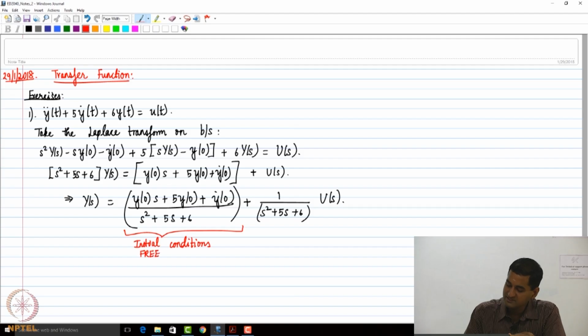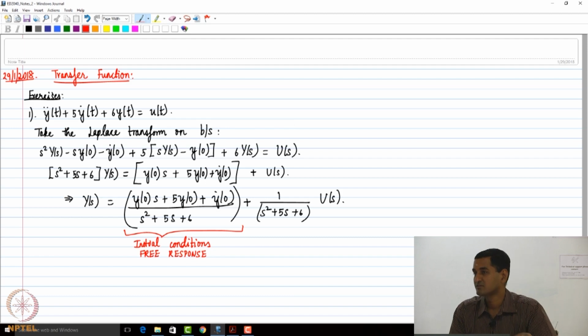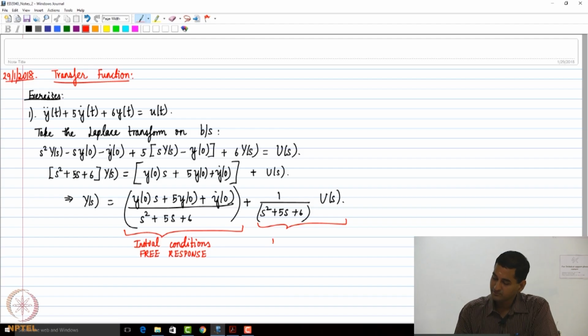and we will revisit these terms once again. That's what we call the free response, the response of the system due to non-zero initial conditions. And the second part is the output of the system due to the input. That's what is called the forced response of the system. So these are the two components of the output.